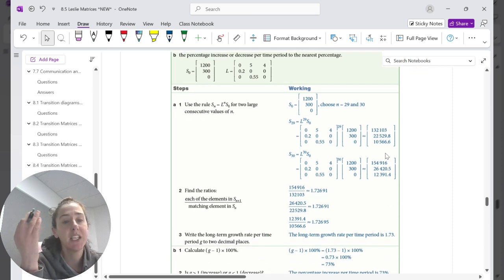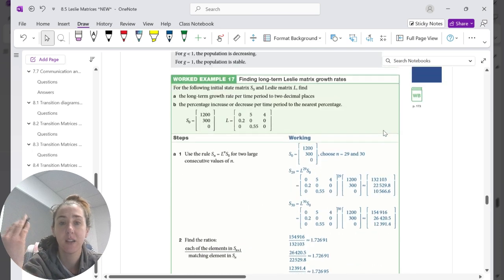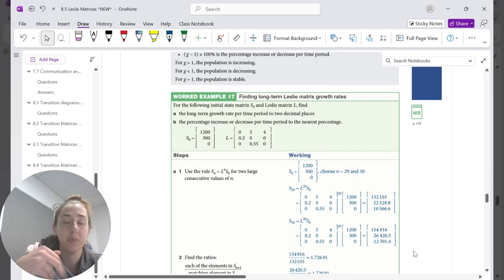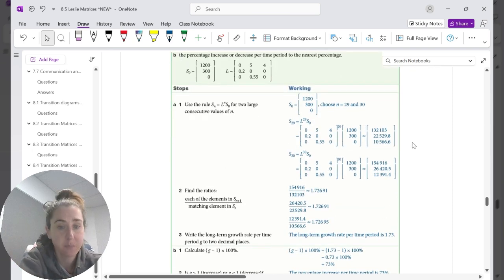Remember, we have to take each element from the same age group, or whatever they're talking about. So we've got 154,916 over the 132,103. This one is the 30th iteration over our 29th iteration. So this over this, this over this, this over this, and we get each of those.